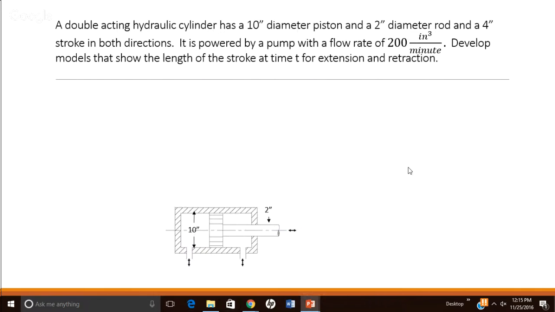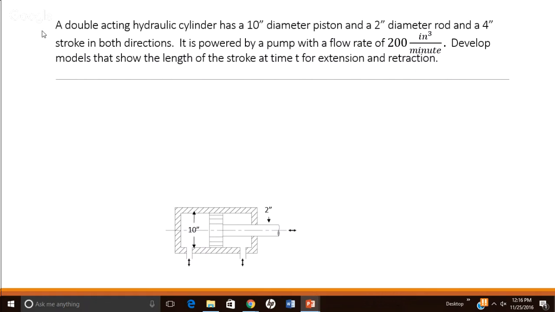Let's see, our next example is a double acting hydraulic cylinder. It's a 10-inch diameter piston, or you can just call it a bore, and a 2-inch diameter rod. So a rod on the other side, and a 4-inch stroke. So that means this thing travels 4 inches as it extends, and 4 inches as it retracts. So 4-inch stroke in both directions. It's powered by a pump with a flow rate of 200 cubic inches per minute. So we have a volumetric flow rate. Develop models that show the length of the stroke at time t for extension and retraction.